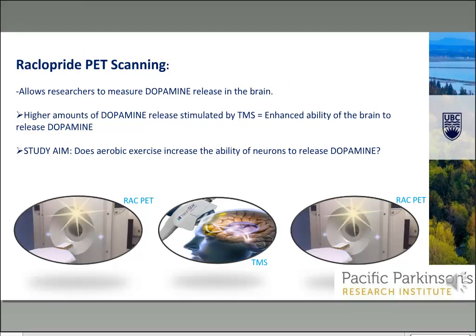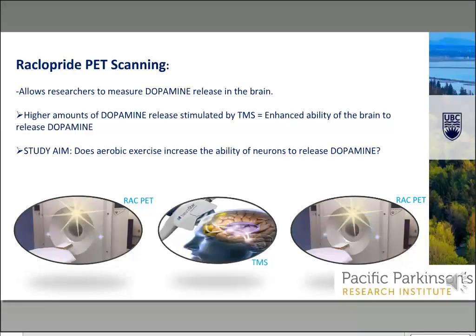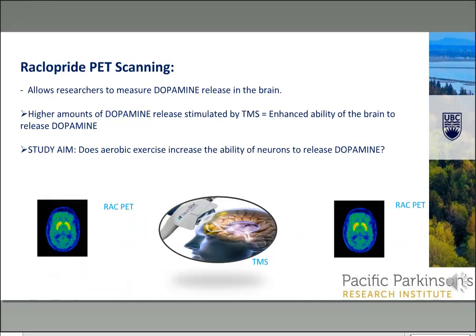In the exercise study at UBC, all participants underwent a raclopride PET scan to measure dopamine levels in the brain. They then completed a session of transcranial magnetic stimulation. Transcranial magnetic stimulation, TMS for short, is a non-invasive procedure that uses a magnetic pulse to stimulate areas of the brain. TMS stimulation causes the brain's dopamine-producing cells to produce dopamine. After completing a session of TMS, the participants completed another raclopride scan to look at change in dopamine levels elicited from the TMS. This series of procedures was conducted in all exercise participants before and after 3 months of exercise. The study aim was to determine if aerobic exercise causes an increase in dopamine release.